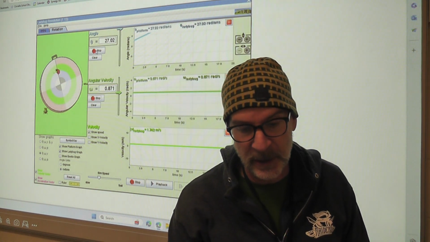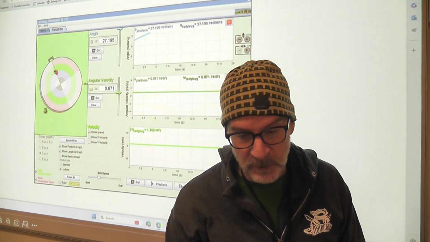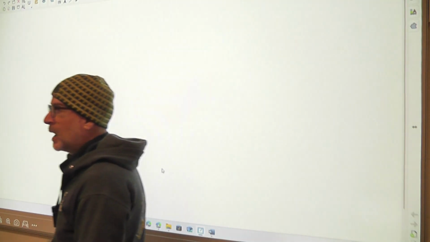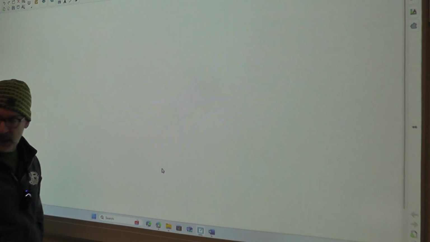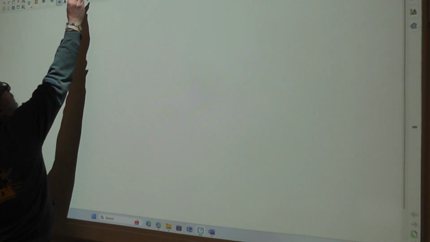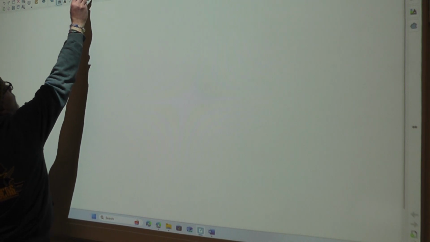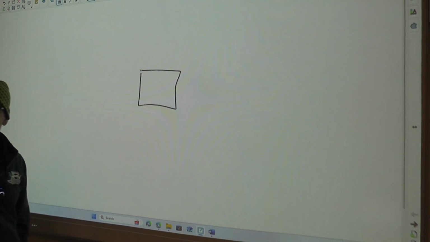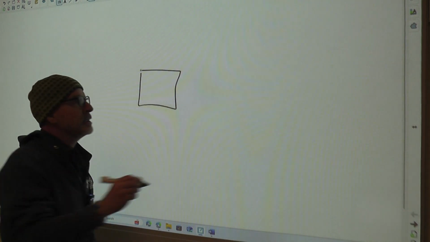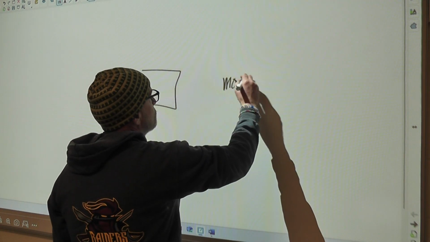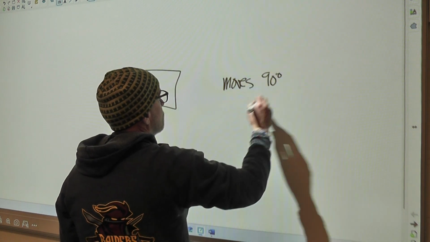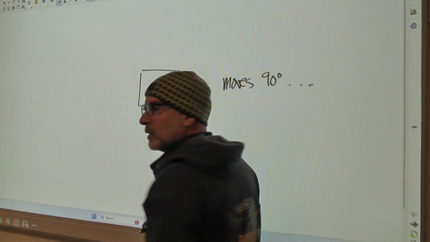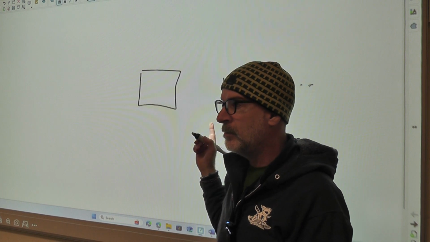So let's think about that for a second. If something moves 90 degrees, what does that look like? Let's say that I have an object right here, and it moves 90 degrees. What does that look like? Where does it go?